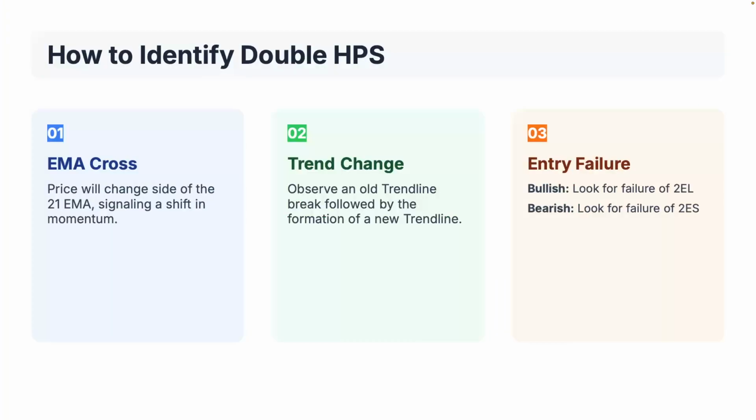These are the four examples. Now we will talk about how to identify the double high probability setup. We will always find these types of setups where these three things happen. The EMA cross. If you see the past examples, every time the price was crossing from below to above 21 EMA, or from above to below.